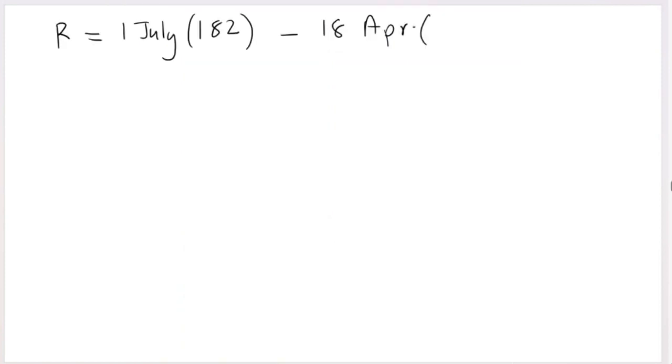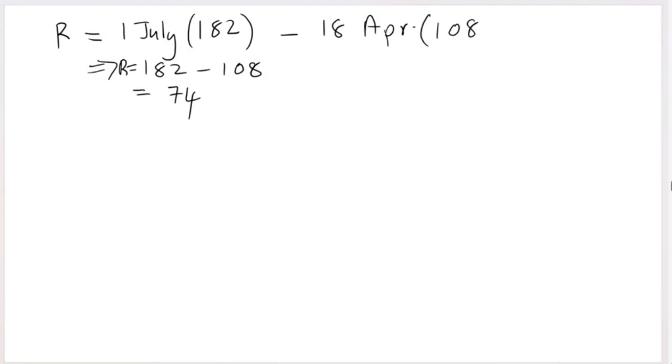Okay, so I've got 108. So this implies that I've got 182 minus 108. So my R is equal to 74. Okay, so now I've got my R there, which is 74. Okay, so I need to also calculate for my H.